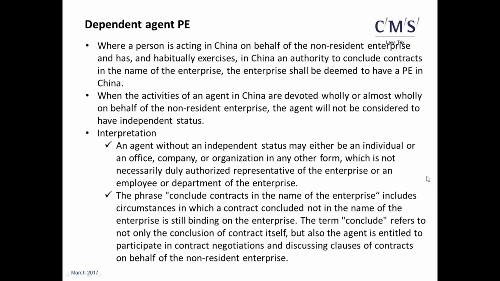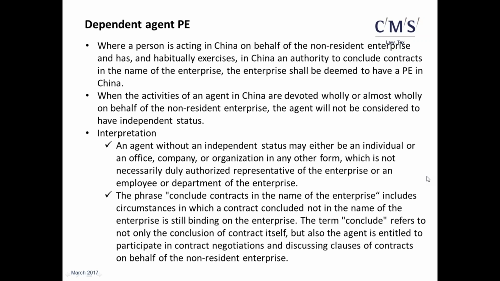The second interpretation is about the phrase "conclude contracts in the name of the enterprise." It includes the circumstance in which the contract is concluded not in the name of the enterprise but is still binding on the enterprise. And this "conclude" refers to not only the conclusion of the contract itself. It can also include the cases where the agent is entitled to participate in contract negotiations or discuss those important clauses of the contracts on behalf of the foreign enterprise.